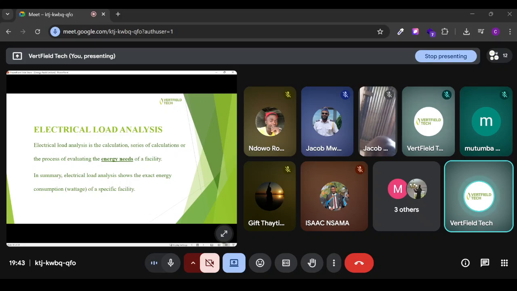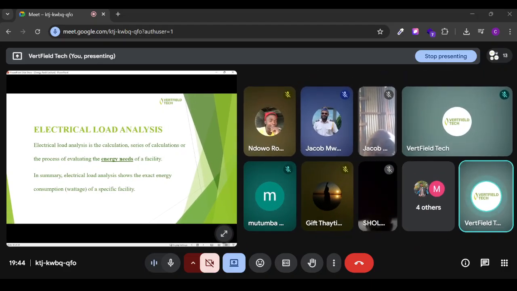Electrical load analysis is a series of calculations, the process of evaluating the energy needs of a facility. Remember when we said you are to get the energy need of a facility? Yes, I believe you all remember when we made that statement. However, we didn't tell you the means through which you are expected to get this. Now, electrical load analysis is that means. That is the procedure.